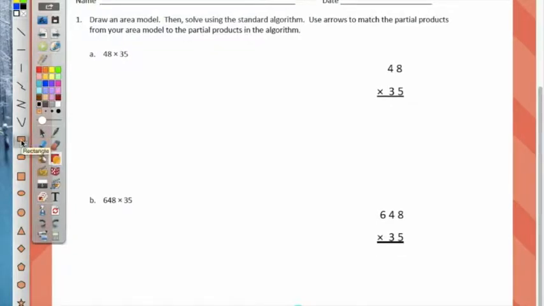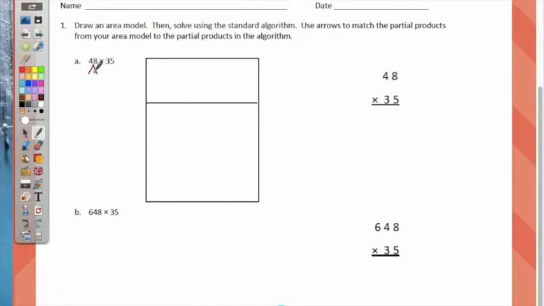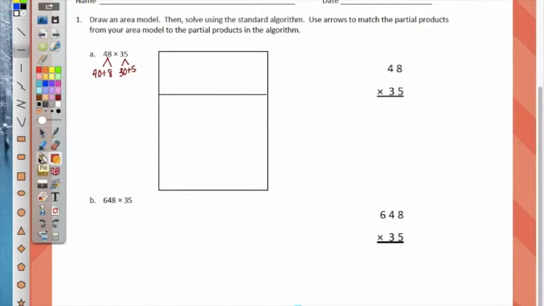It needs to be pretty large, and I would suggest moving it over a little bit because we're going to break these numbers apart. Okay? How many factors will we have once we break them apart? 40 plus 8, you're right. Alan's right. And 30 plus 5. So that tells me I need 4 boxes in my area model.